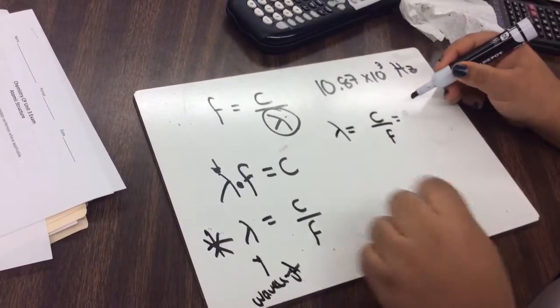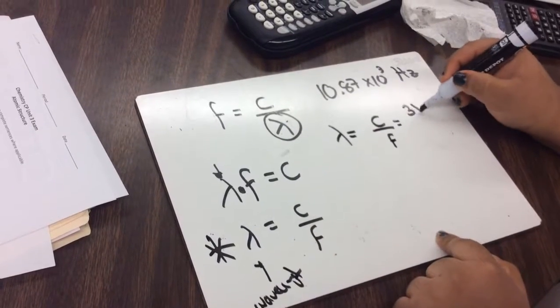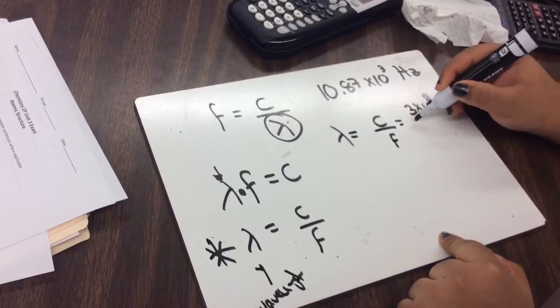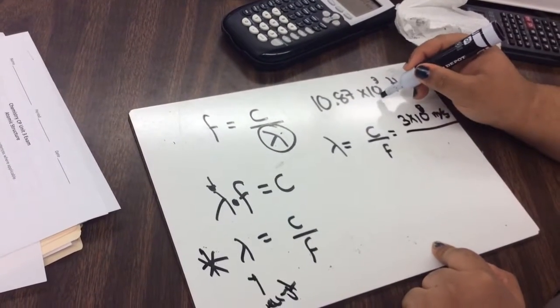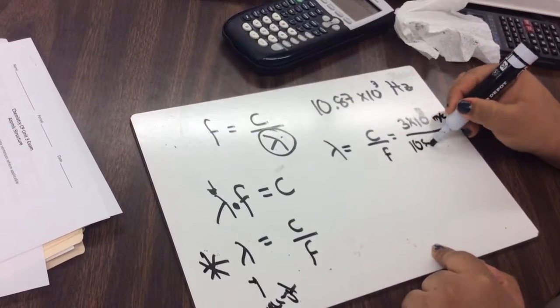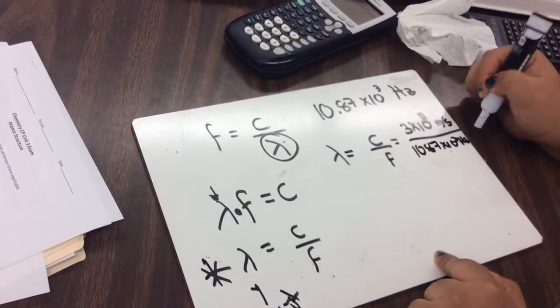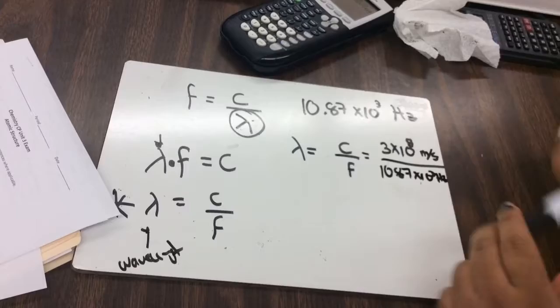My speed of light is a given always, 3 times 10 to the power of 8 meters per second, divided by the frequency given in the problem, 10.87 times 10 to the 3 hertz. And again, what you're going to do is just divide it.